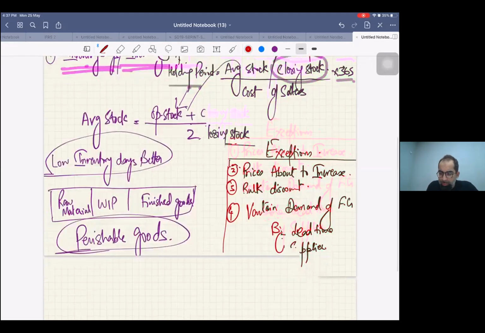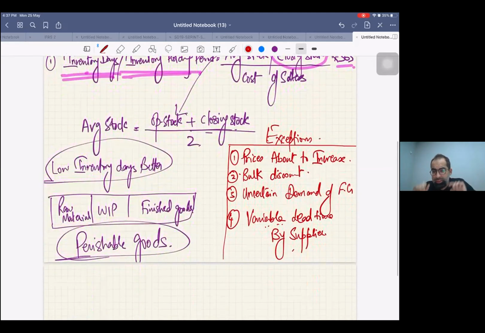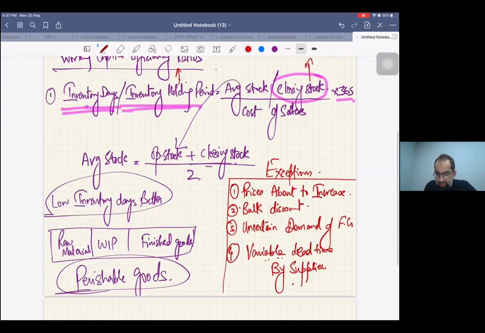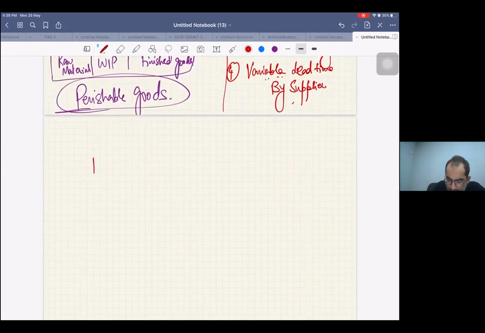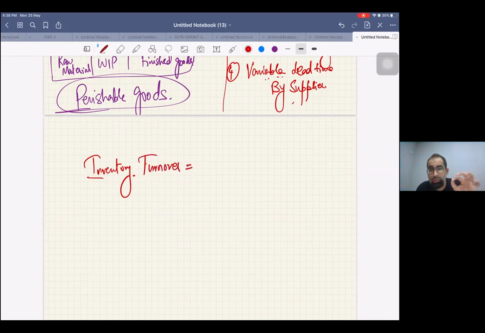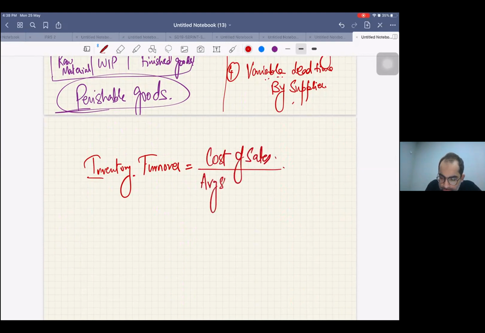Now, there is one more ratio, which is the reciprocal of this ratio. This is inventory days. The reciprocal ratio is inventory turnover. And the formula of inventory turnover is cost of sales divided by average stock or closing stock. That's it.